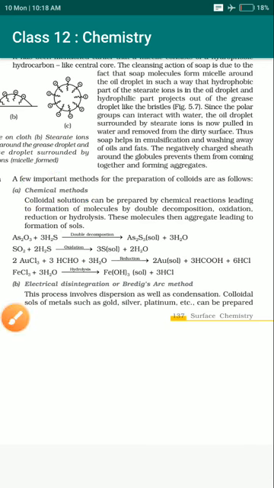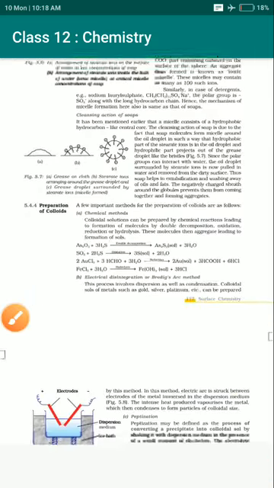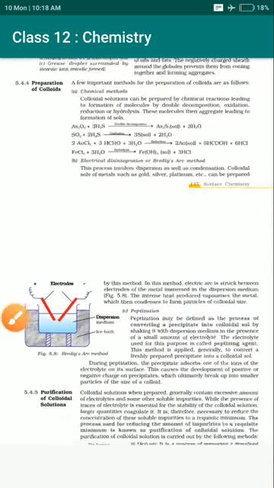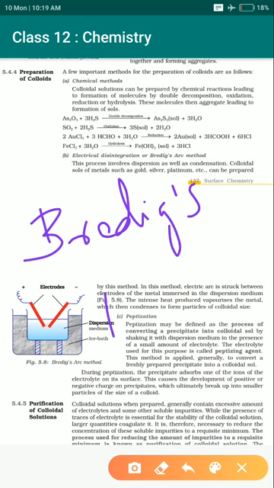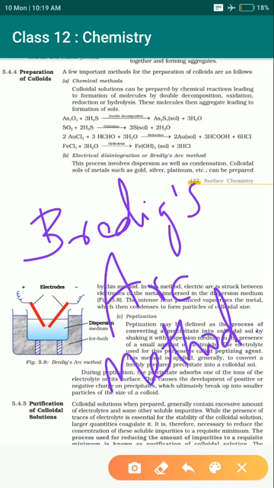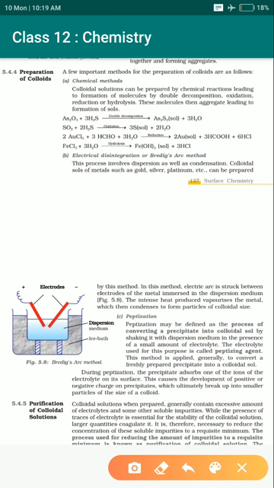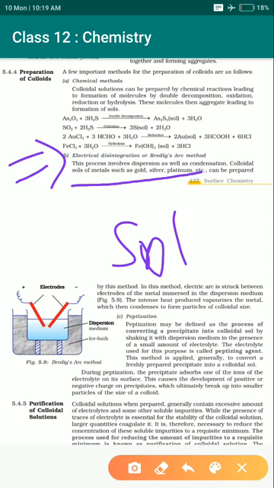Now the second method is somewhat important from the exam point of view. The second method is the electrical disintegration process, or Bredig's arc method. This method is used for making colloidal solutions of gold, silver, platinum, which means some precious metals. The colloids of precious metals are prepared with the help of this electrical disintegration process.